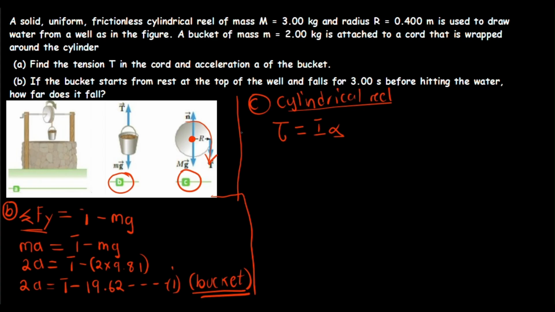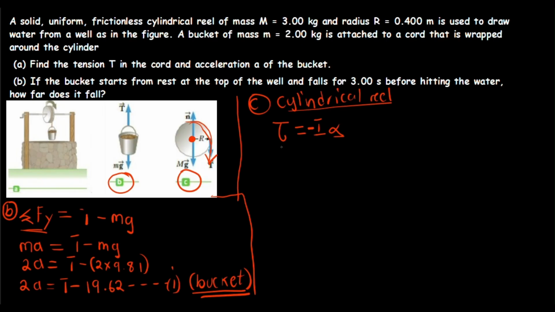Now, remember that this object C is moving in the clockwise direction. If it's moving in the clockwise direction, it means that the torque is negative. So I'll put the torque here to be negative, like that. After doing that, what is the other thing that you need to do? What are we calculating? We are calculating the tension and the acceleration.